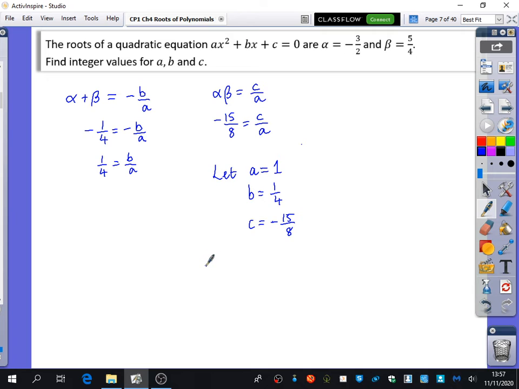So that looks like our quadratic is going to be x squared plus a quarter x minus 15 over 8 equals 0. Good. We're going to now make everything become an integer because it wanted integer values by multiplying everything by 8. So we get 8x squared plus 2x minus 15 equals 0.